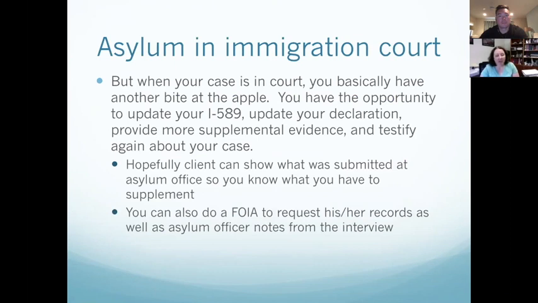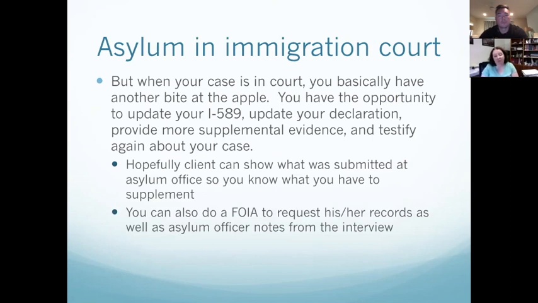So, if you get a client who had an affirmative case, hopefully they will bring to you what they submitted to the asylum office, so you can see it and make sure it's all consistent. If they don't have it, then you can do a FOIA request. And I always request asylum officer notes. If you don't specifically request them, they won't necessarily give them. So make sure you specifically request asylum officer notes.